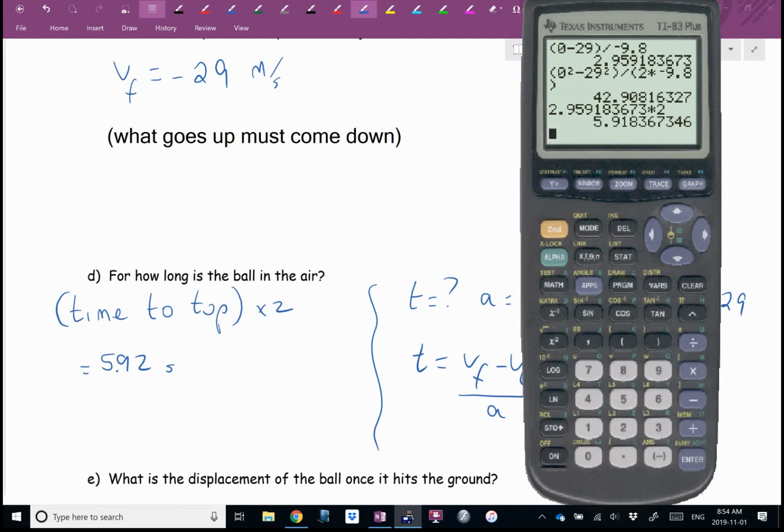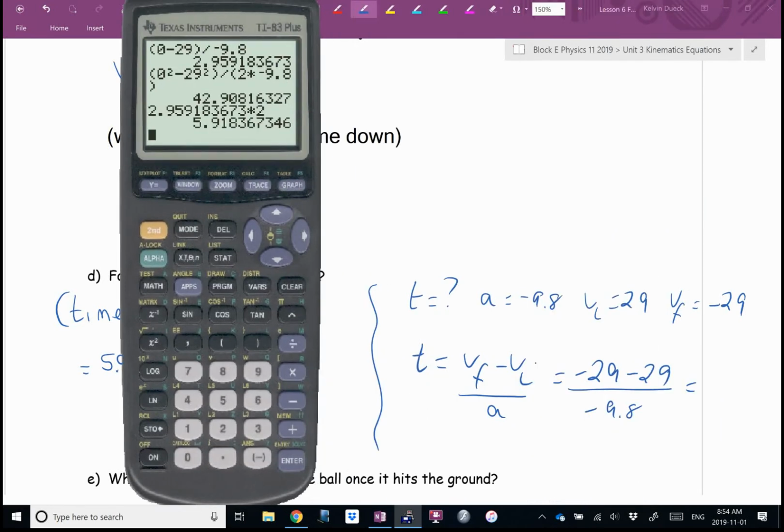Yes? You typed it in, Kyla? Okay. Bracket, negative 29 minus 29 divided by negative 9.8. And, oh, there. That last 6 is actually a 7 because I used a rounded off value for the previous calculation.